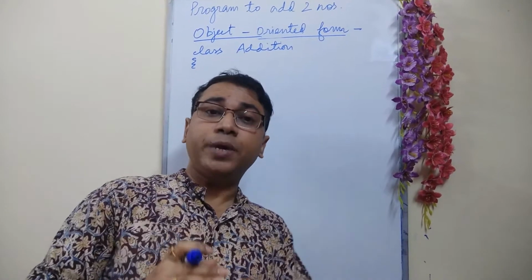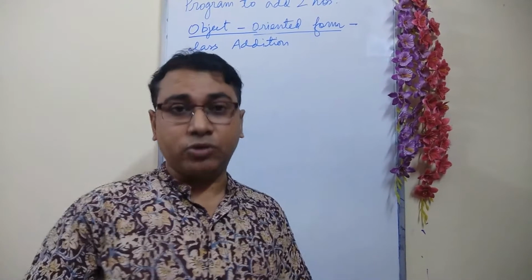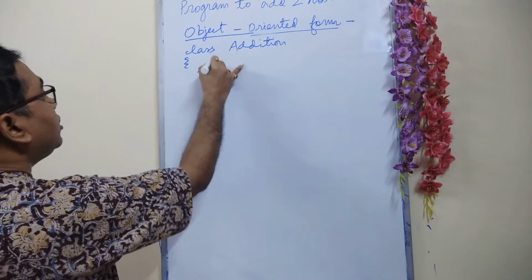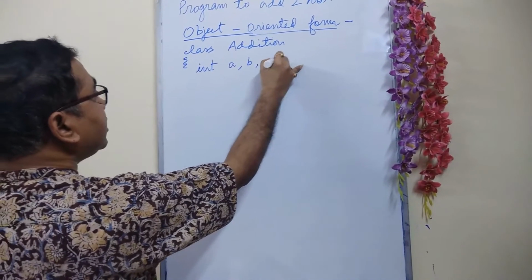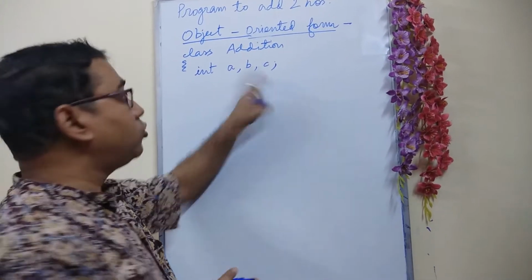It should not be accessed by an outsider. It cannot be altered by an outsider. So it needs to be secured. How is it kept secured? It is taken separately: int a, b, c. So these are the three data items, two for input, one for output.